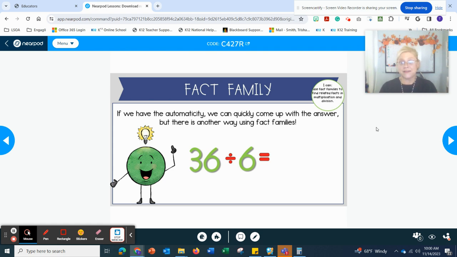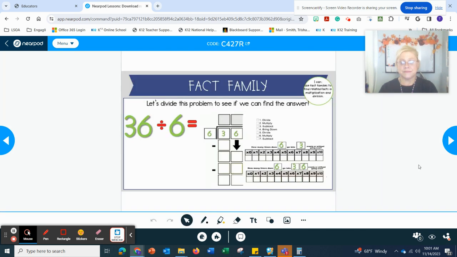there's another way to do this. What is the opposite of multiplication? Division. We can divide 36 by 6. So let's do that. Let's divide 36 by 6. And you're like, hold up, Miss Smith. I've never seen this way.